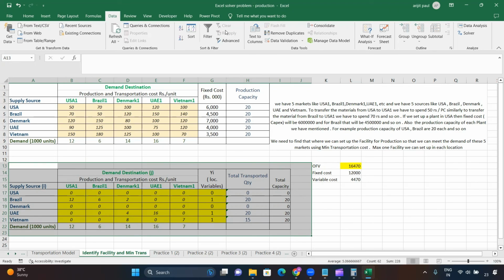Okay. All right. So I hope that you have enjoyed today's class. So today we have introduced some new concepts like CapEx and OpEx, and we have found out where to set up the plant or the facility, considering that you have to minimize the transportation cost and also fulfill the demands of the markets. Okay, so this is a problem related to strategic decisions. And as we progress further, definitely we are going to increase the complexity of the problems. So stay tuned and thanks for watching.